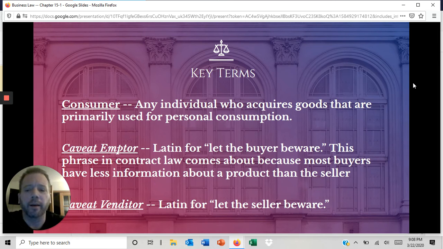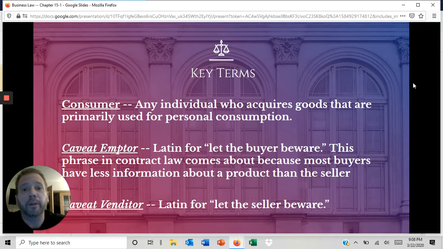Okay, this Latin term here, caveat emptor, is let the buyer beware. Okay, this phrase in contract law comes about because most buyers have less information about a product than the seller does. Let the buyer beware could apply to areas where we are not experts, say like purchasing a car, especially if the car is not from a dealership, but from somebody that we might have found on Craigslist or another non-dealership place. Okay, so this caveat emptor means let the buyer beware.